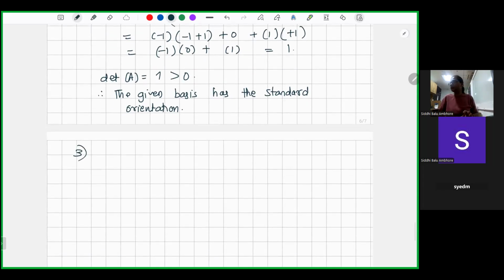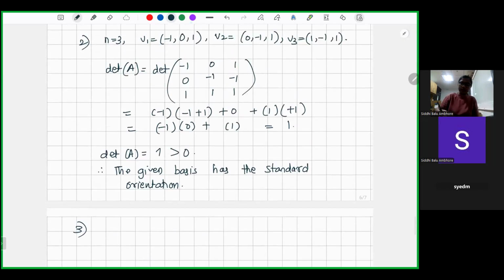Okay, if there are any doubts, please let me know. I hope you understood. I'm just calculating the determinant using the first row, okay?